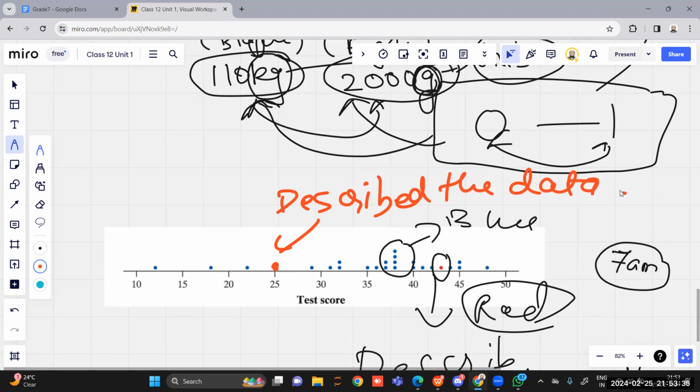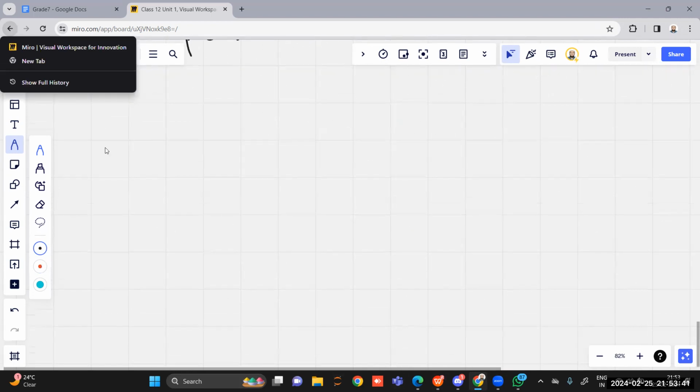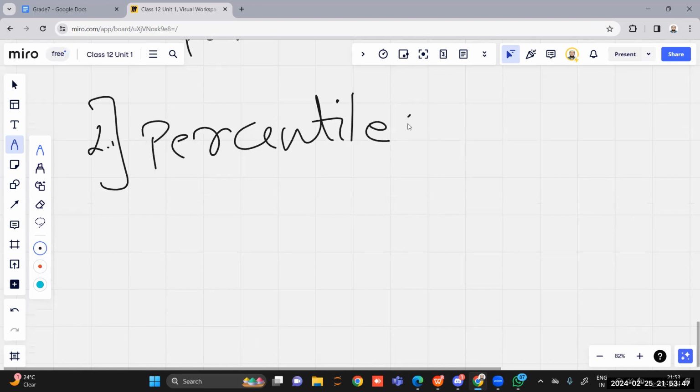Okay, now we'll move on to the next topic. We have seen how to describe the location in data. So the second is percentile. Very important. You have seen percentage. It's something like that, but what is percentile generally?